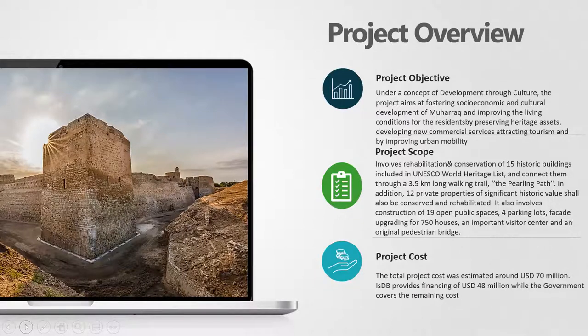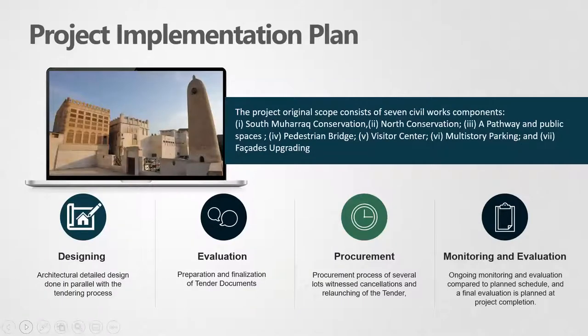In terms of cost, the total project cost was estimated at about 70 million US dollars, and the bank provided financing of about 40 million while the government covered the remaining cost. Now, the project implementation was basically in three phases. The first one was about the design, then the evaluation and procurement, and then finally monitoring and evaluation.